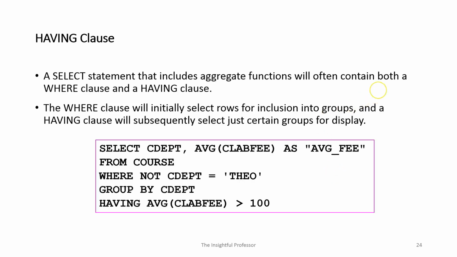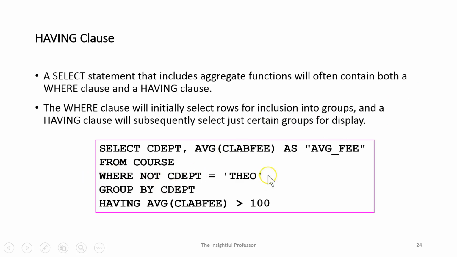So let's look at the having clause in more detail. We understand a bit more about its timing, what it does. Now we get a better feel, I think, for how all of the pieces come together. Let's take a look at this query here. This says, let's select the department, the average lab fee from course.